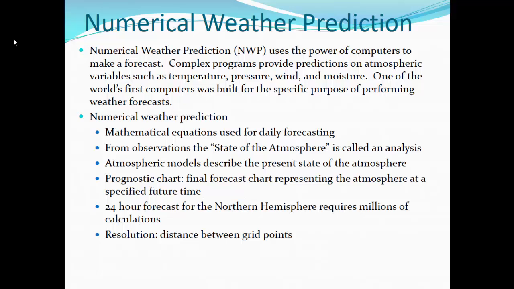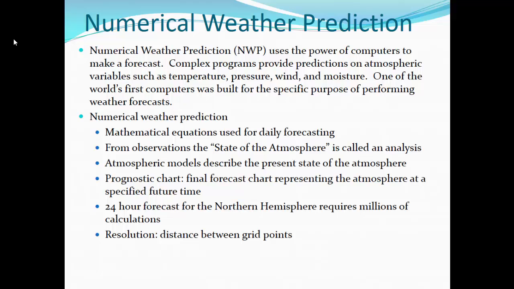So we want to talk first about forecast models because much of the other data that we use for forecasting is derived from some type of numerical weather prediction or a numerical weather model. So numerical weather prediction, NWP, uses the power of computers to make forecasts. Complex programs provide predictions on atmospheric variables such as temperature, pressure, wind, and moisture.